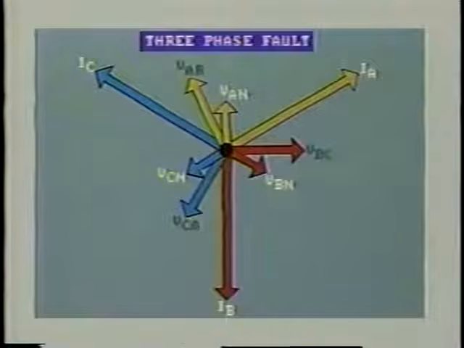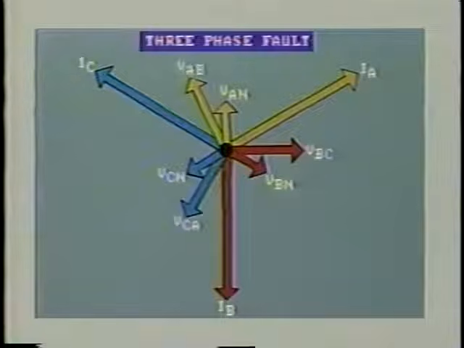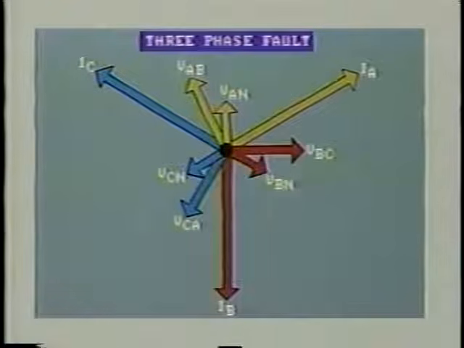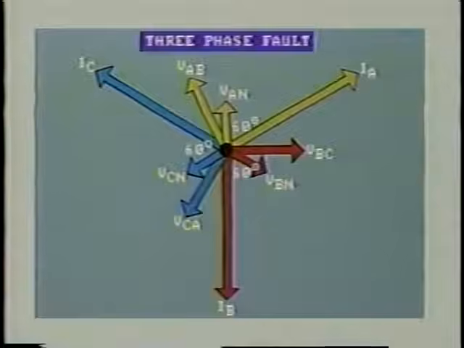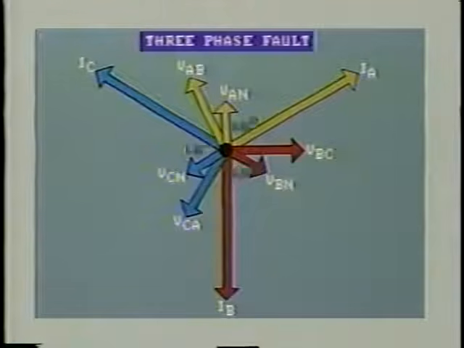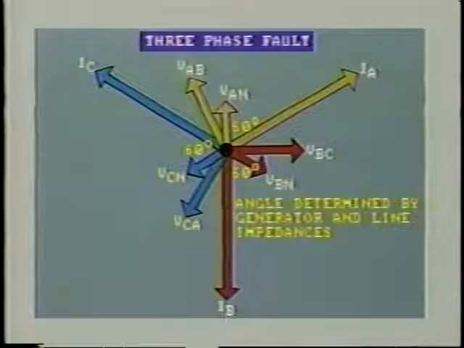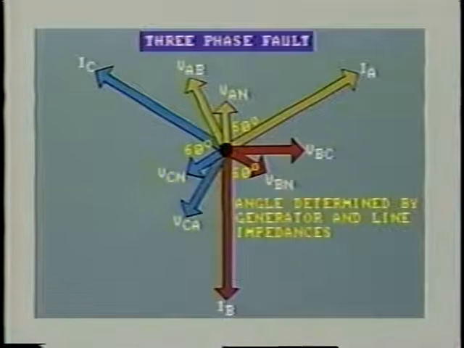The line voltages are drastically reduced, but they still maintain the same phase relationship. The system is still balanced. The magnitude of line current increases greatly, and it is lagging by approximately 60 degrees on its respective phase voltage. Why is this? Well, this angle is determined by the nature of the system impedance to the fault. That is, the generator impedance and the line impedance.